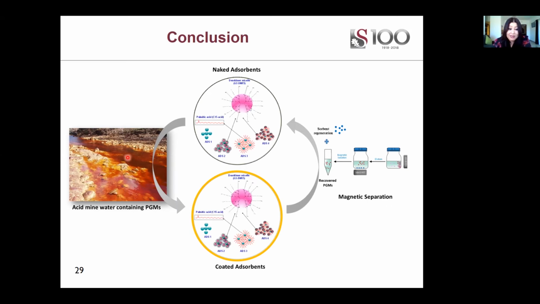This is an actual picture of it. So we have our naked adsorbents. We want to see what happens if we add it to that. How will it extract? And of course, we can desorb it and reuse it again.